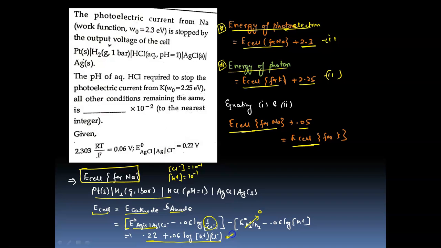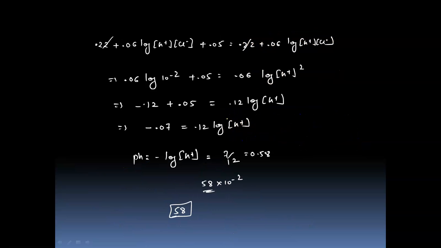So if you are framing this cell for potassium, it will be 0.22 plus 0.06 log H plus into Cl minus. These concentrations will be for potassium, right? So one thing we have to assume is that entire Cl and H plus are coming from HCl, so the concentration of H plus is equal to the concentration of Cl. So we put this in this particular expression. So what we get? We have this for sodium plus 0.05. This is for potassium, right? The potassium cell for stopping the photocurrent of potassium.